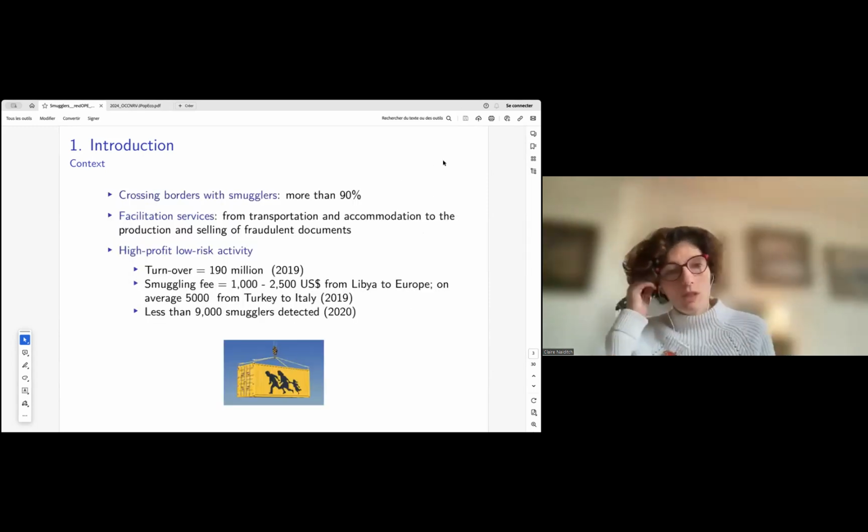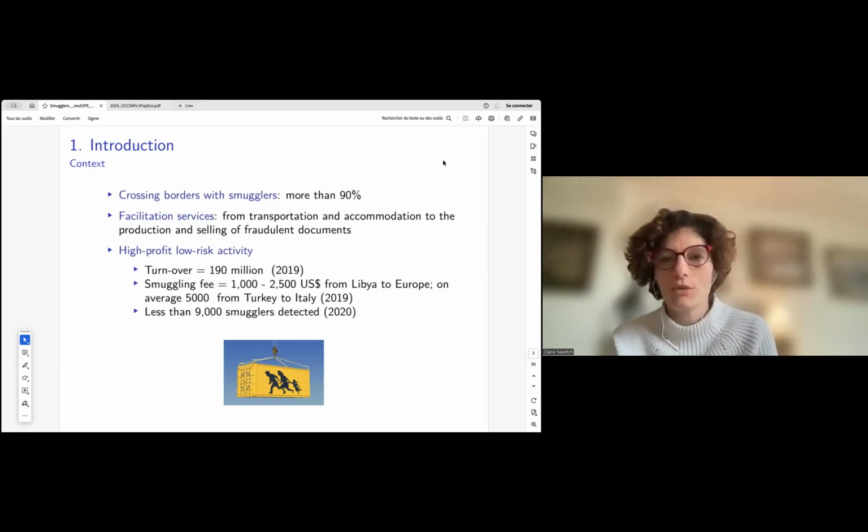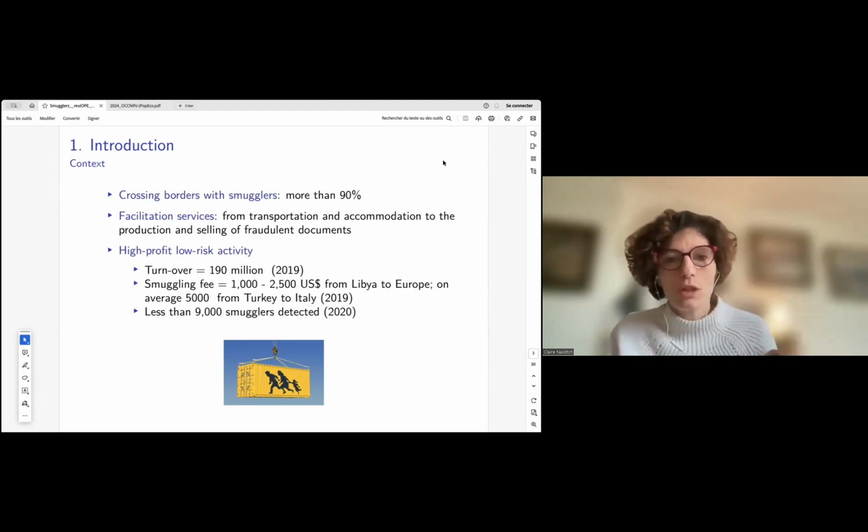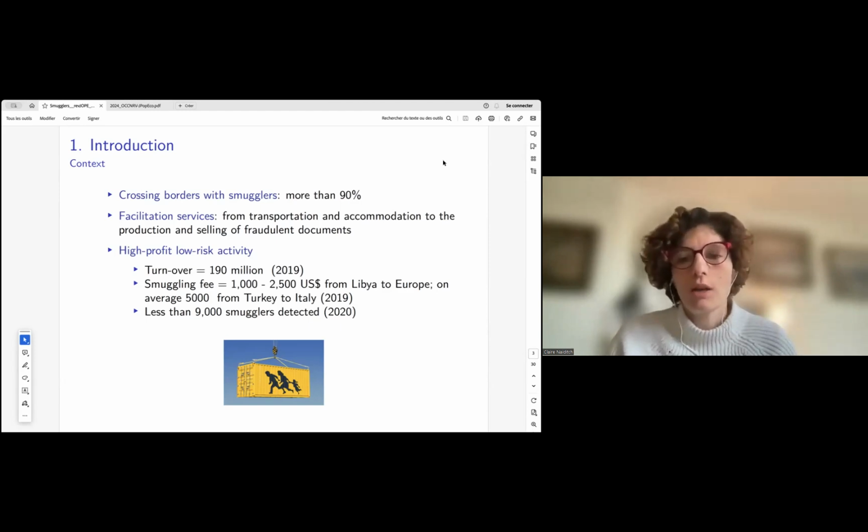People that are crossing borders are usually doing that with smugglers. So a market of smugglers developed with the development of irregular migration. More than 90% of the people who cross the borders irregularly said that they did it with the help of the smugglers. So what do smugglers do? They help people for the whole journey, from transportation and accommodation to the production and selling of fraudulent documents.